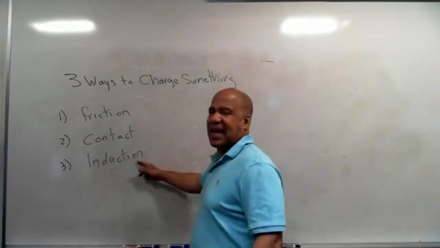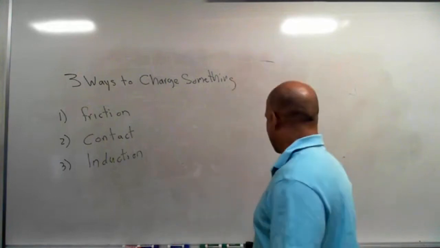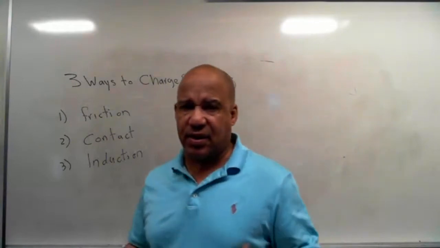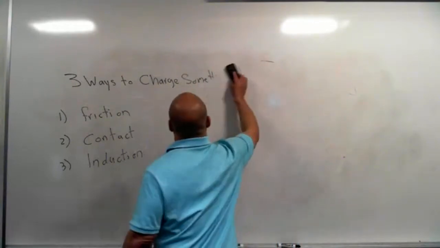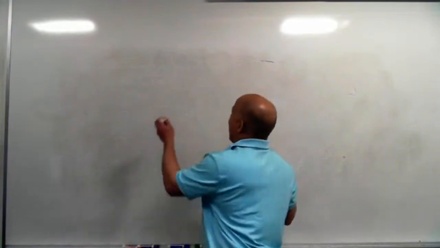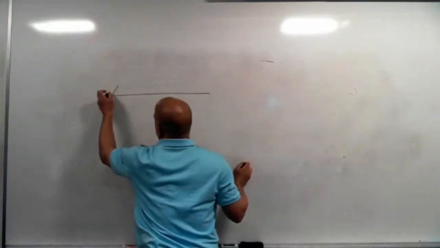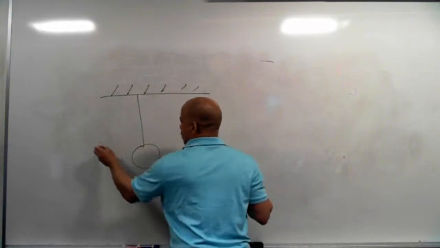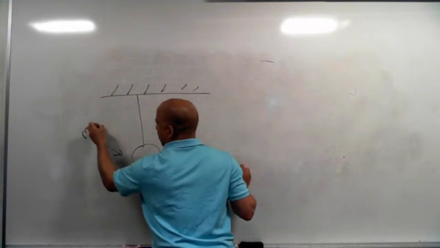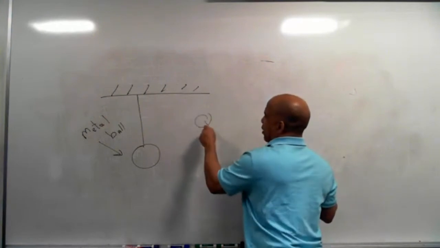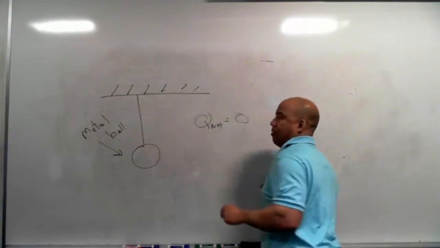And then this was kind of hard to explain. I'm going to try to explain it. This idea of induction, and I actually kind of have to tell a story to explain this idea of charging something by induction. So what I want you to do is imagine I have a metal ball, a sphere, hanging from a light thread. So here's the ceiling. I got the light thread, and I got this metal sphere, metal ball. And the metal ball has a net charge of 0.